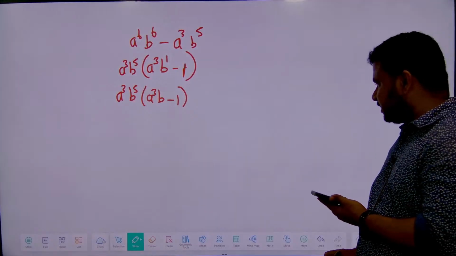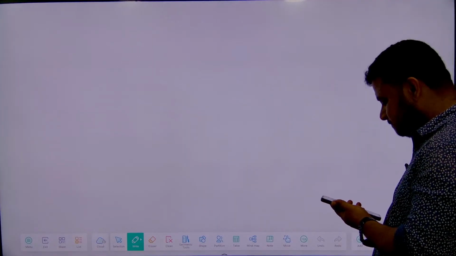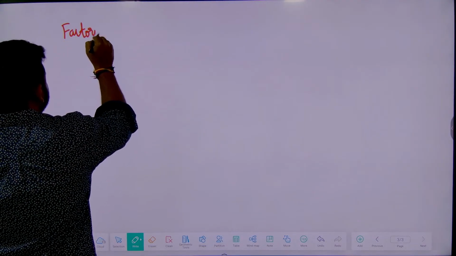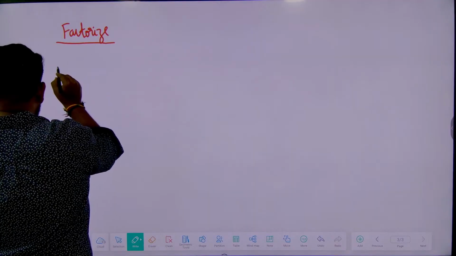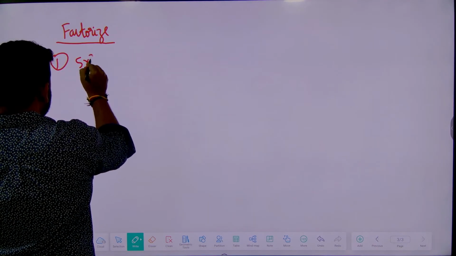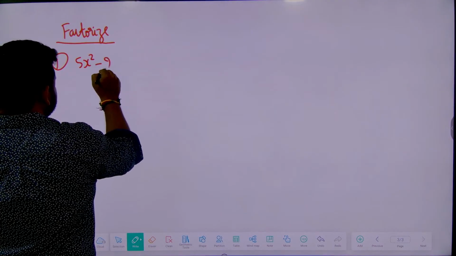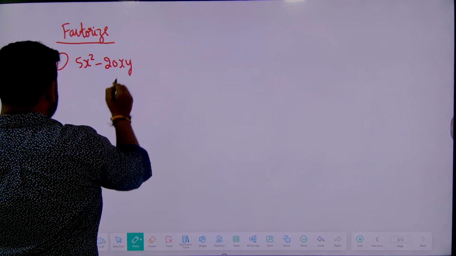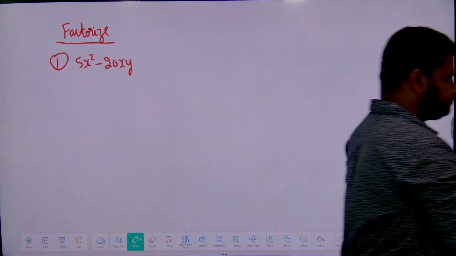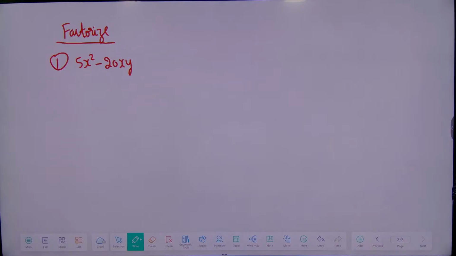Now to understand it better, let us take up the exercise, that is exercise 4a from R.S. Agarwal. The first question, they are asking us to factorize. The first question that we have is 5x square minus 20xy. This is the question that they have given.